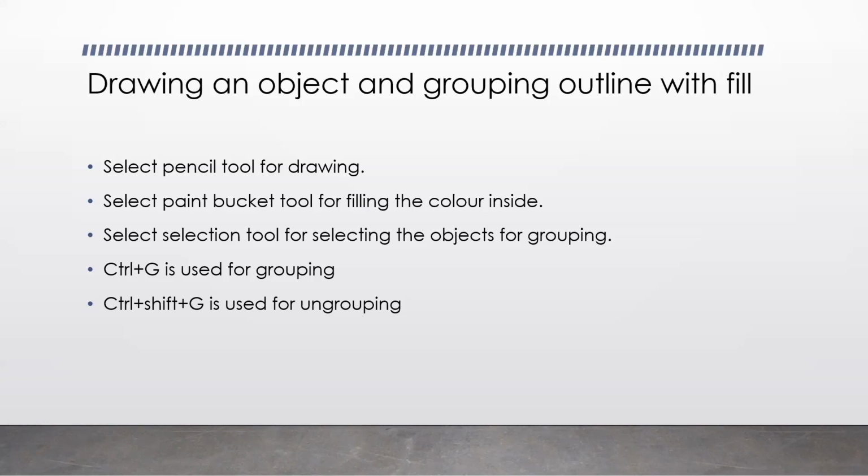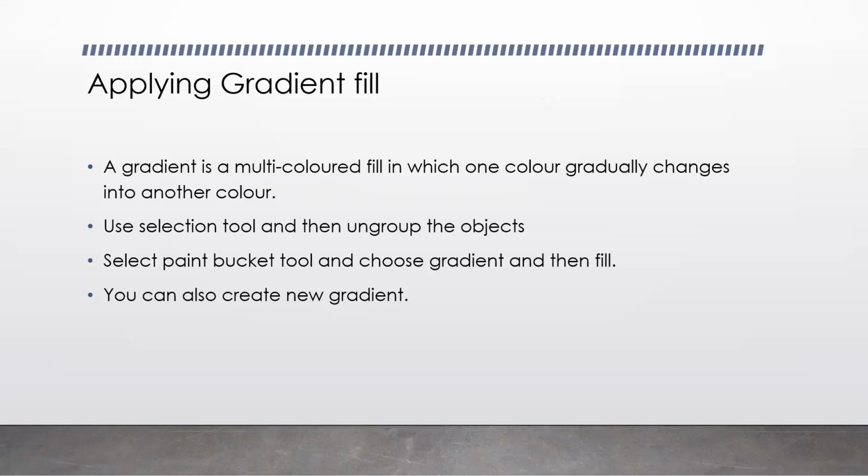So next, after you have done the grouping, is applying gradient fill. Okay, gradients. What are these gradients? A gradient is a multicolored fill in which one color gradually changes into another color. For example, you have a jeans pant. In that you might have noticed that if it is of blue color, there are some washes in between, maybe of a greenish, lighter tone, or if the color of your whole pant is lighter, then darker tone shading. So that means two colors are getting mixed without boundaries.